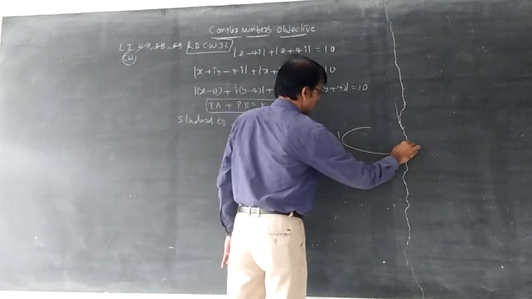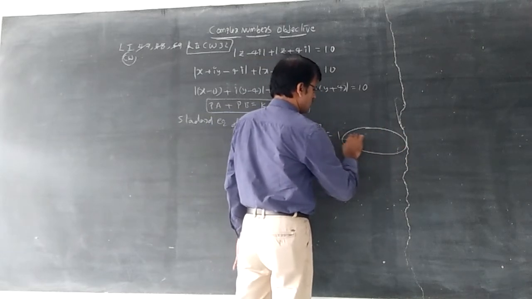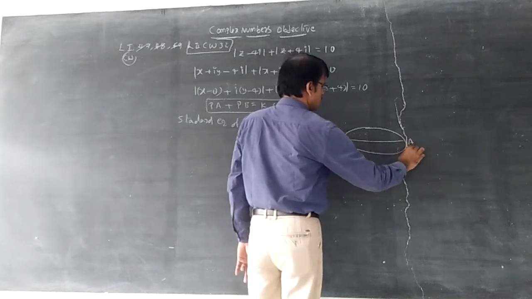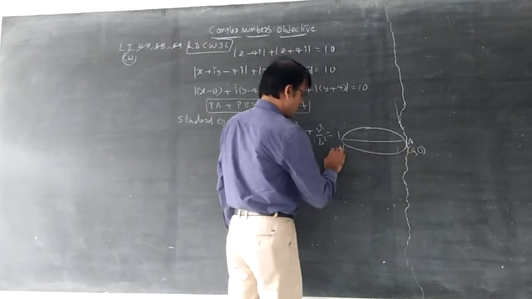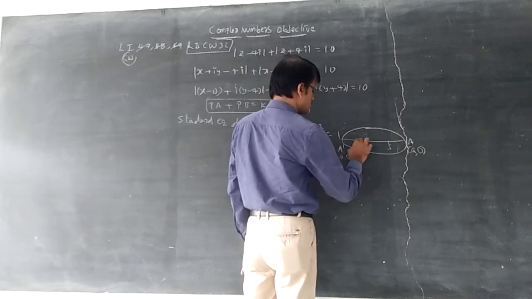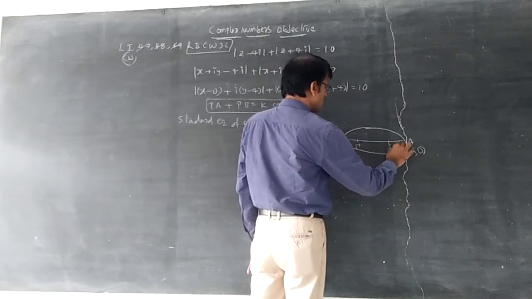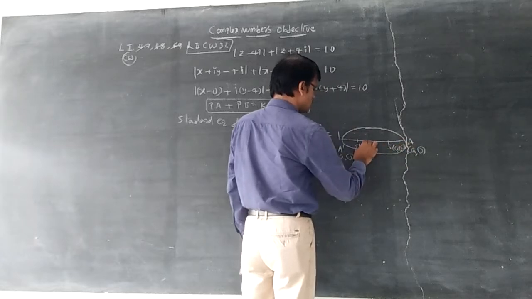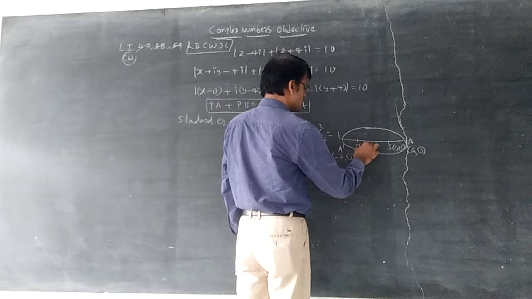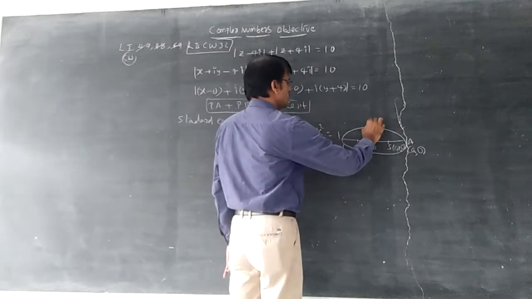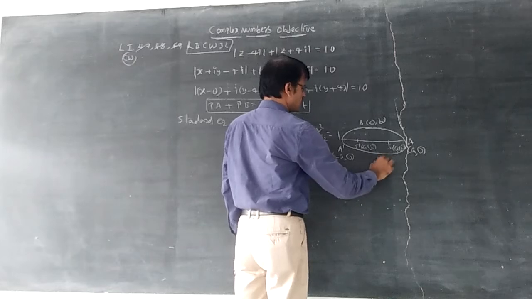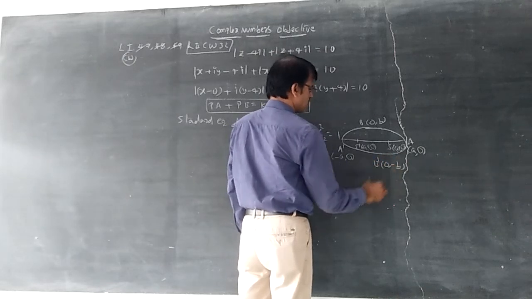Draw the shape. This is A, this is A dash. A is (A, 0) and A dash is (minus A, 0). This is the focus S, this is focus S dash. Focus S is (AE, 0) and this is (minus AE, 0). Here (0, B), this is capital B, and this is capital B dash, (0, minus B).